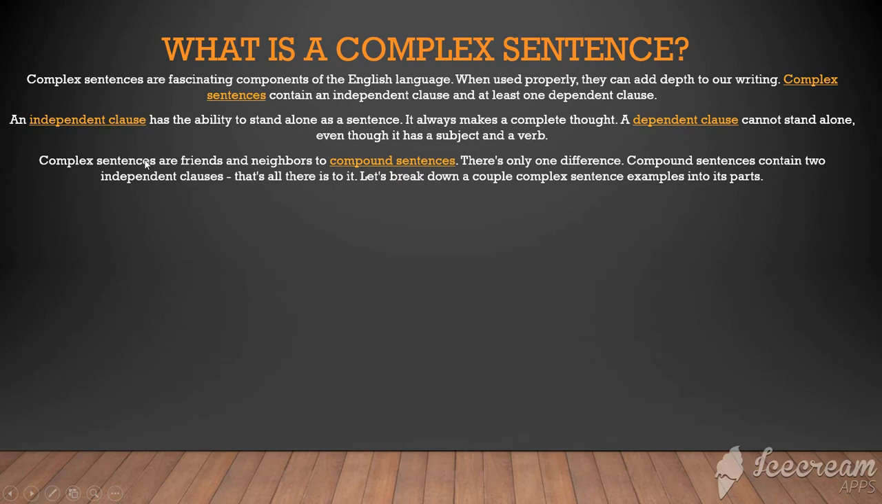Complex sentences are friends and neighbors to compound sentences. There is only one difference. That is, compound sentences contain two independent clauses. That's all there is to it. Let's break down a couple of complex sentence examples into their parts.